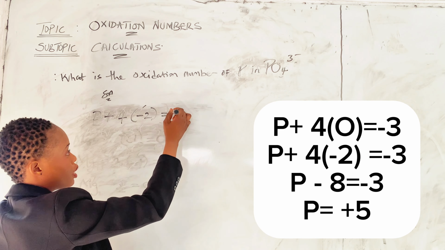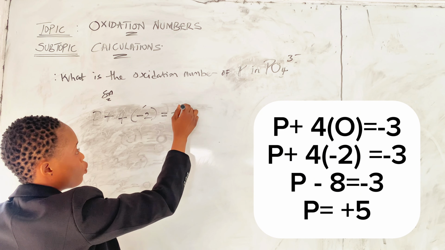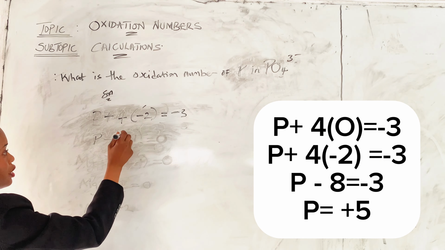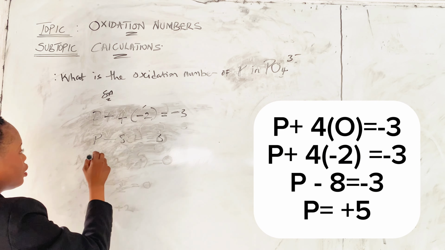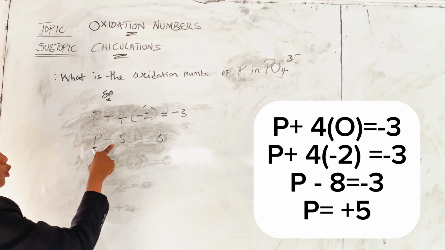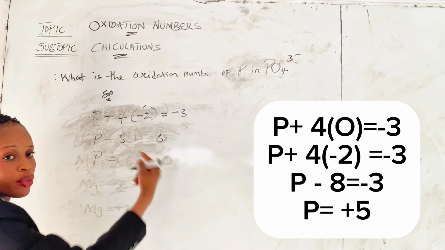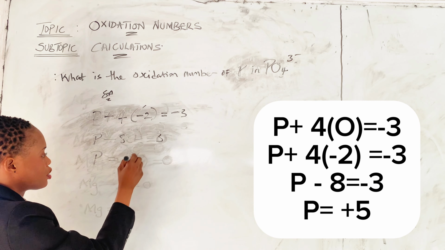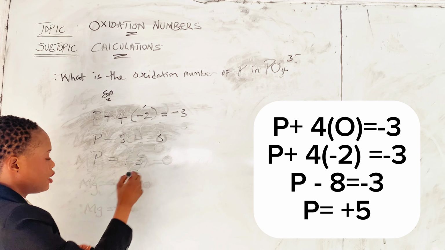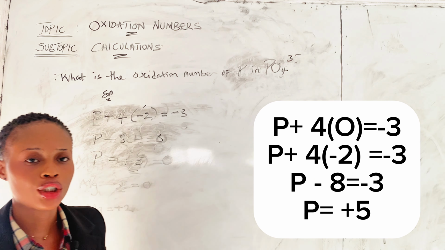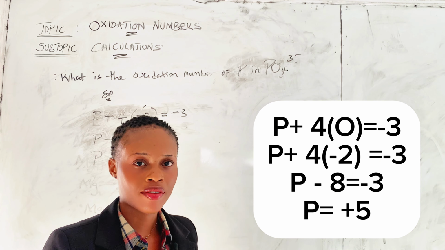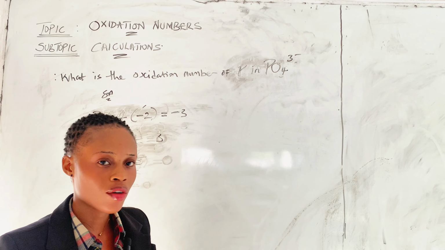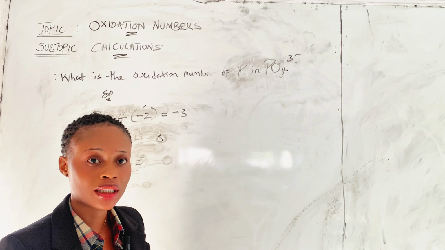So meaning that our calculation must equal -3. Okay, so P minus 2 times 4 is 8, equal to -3. So P is equal to, your -8 will go over the sign and become +8. So +8 minus 3 is what? +5. So meaning that phosphorus has an oxidation number of +5. I hope we understand. We're going to be taking 2 more examples, but this is actually classwork for you guys to solve. Let me see how well you do in the comment section below.